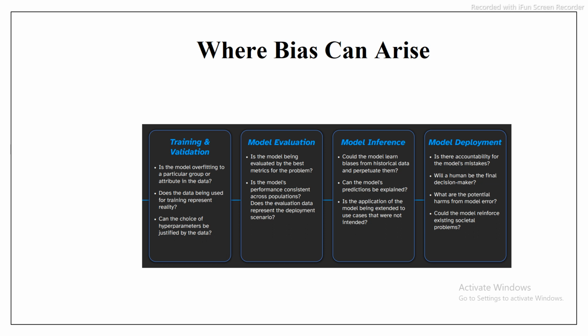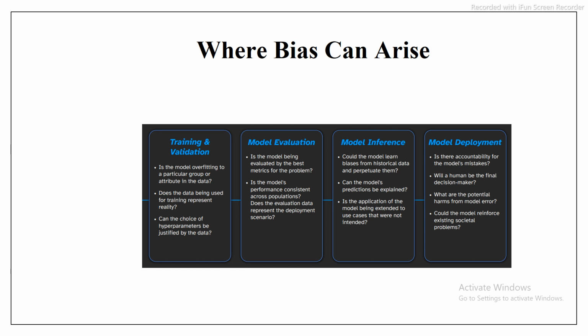So whether you are taking the value of C or gamma, how you are choosing those values should be justified. Then comes the model evaluation, how you are going to evaluate the model. Is the model being evaluated by the best metrics for the problem?